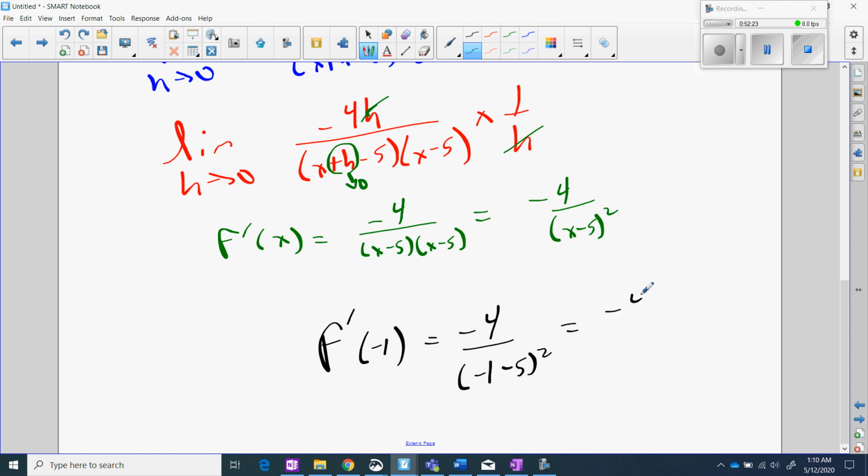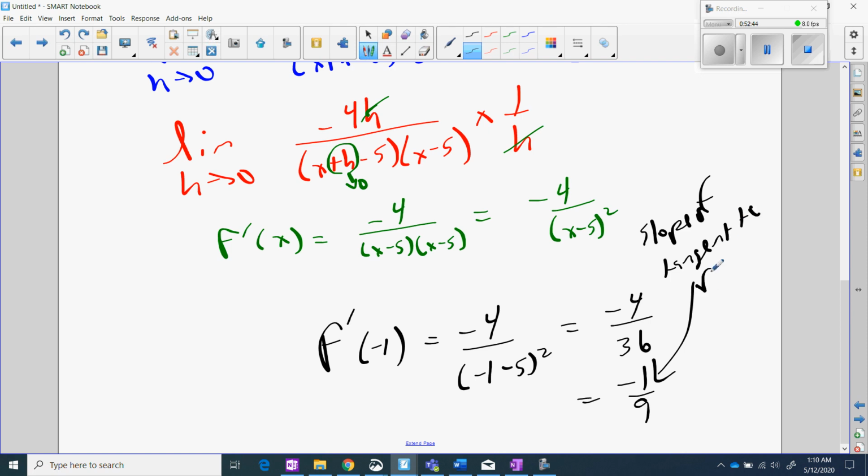And let's see, we get negative 4. This will be a negative 6, but I'm going to square it, so that'll be 36. Reduce that to negative 1 over 9. That would be the slope of a tangent if I drew it to f of x at the ordered pair, not the ordered pair, at the x value that I filled in here, negative 1. That's what derivatives are, slopes of tangents.